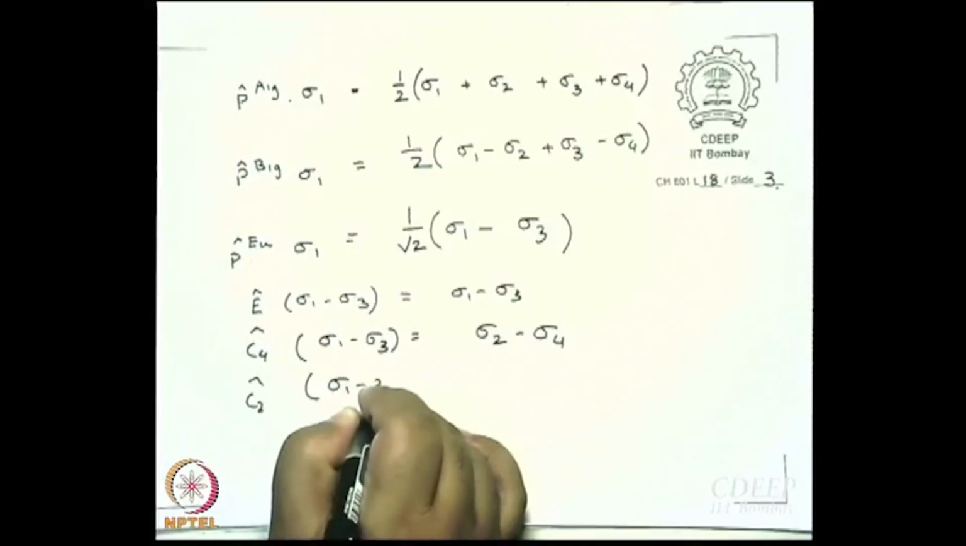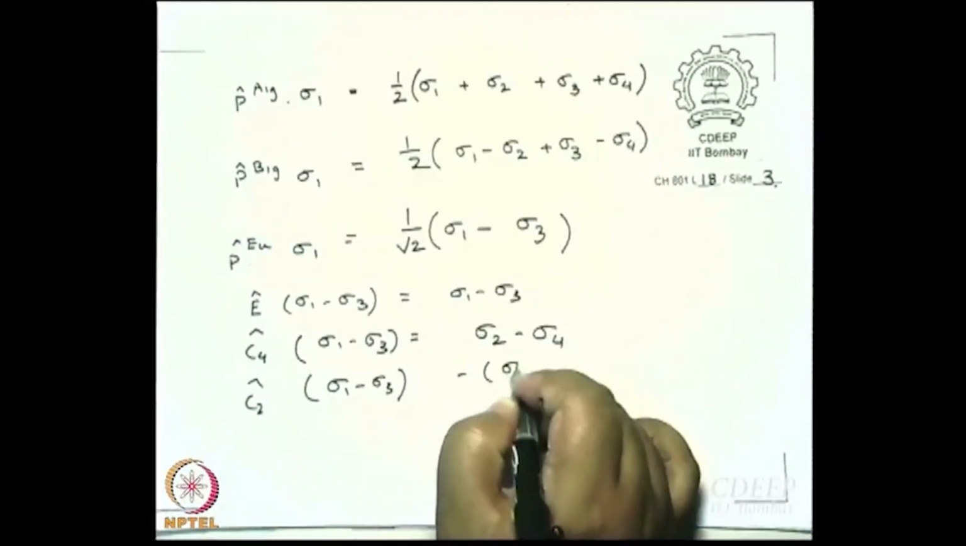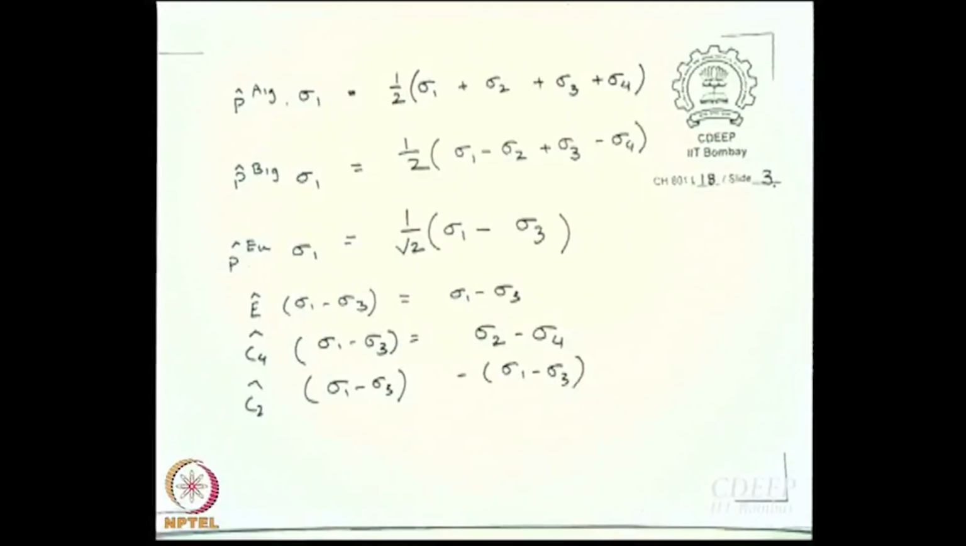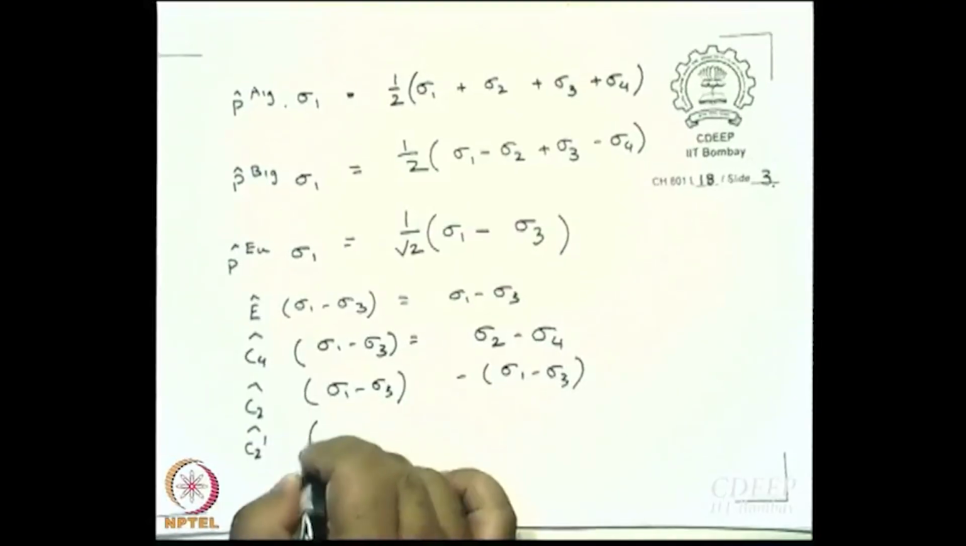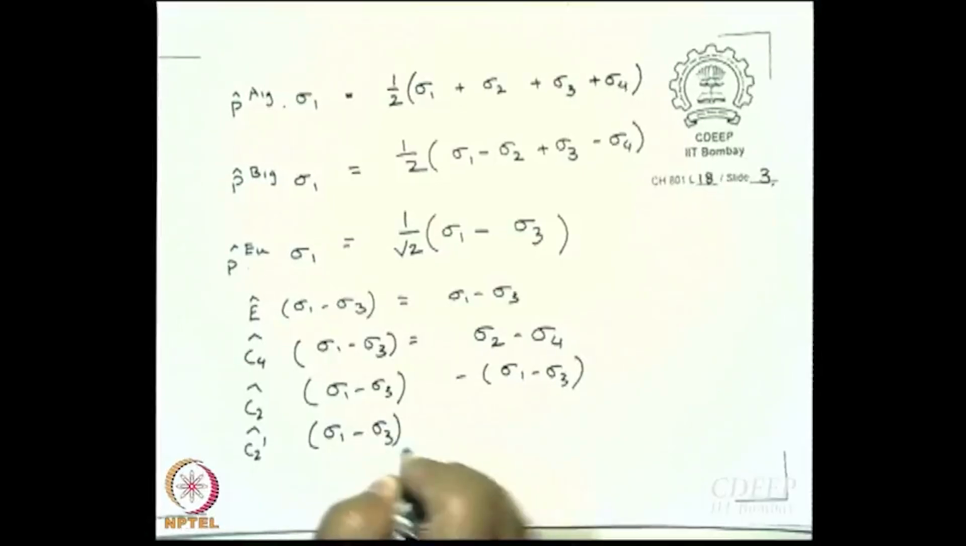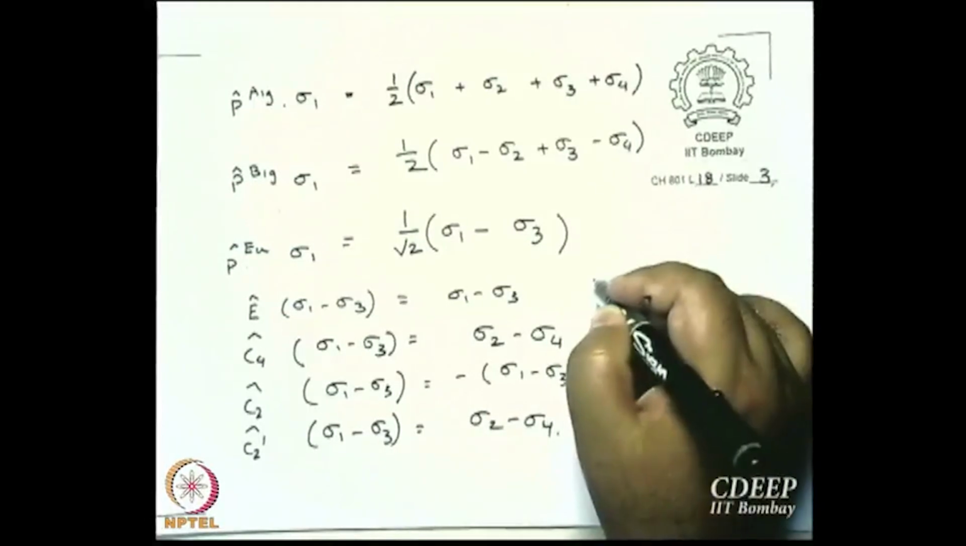C2 operating on sigma 1 minus sigma 3, what will you get? Same thing, right? Sigma 3 minus sigma 1, which is minus sigma 1 minus sigma 3. See, it is unfolding in front of our eyes, isn't it? Then what is next? C2 dashed operating on sigma 1 minus sigma 3. What do we get? Sigma 2 minus sigma 4 once again. So now the suspicion is getting stronger and stronger that sigma 2 minus sigma 4 seems to be the other wave function, other SALC rather.